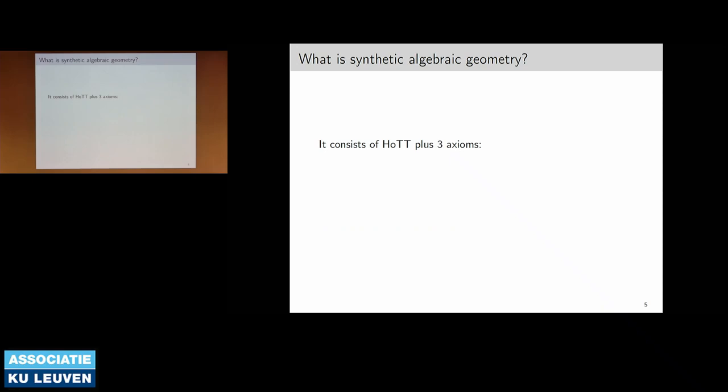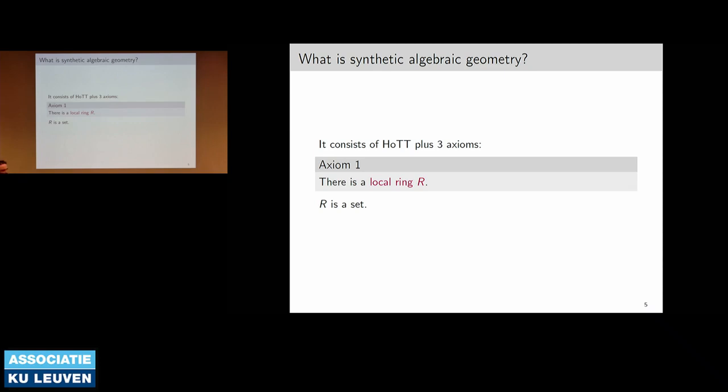Okay, so first, synthetic algebraic geometry. So basically, it consists of homotopy type theory plus 3 axioms. So the first one is that there is a local ring R. So we call this ring the base ring, and everything is parametrized by it. And so the first remark is that the ring R is a set and not a higher type, so we are not trying to do any derived algebraic geometry here. Another remark is that the fact that the ring is local has nothing to do with the actual base ring in the semantics. Actually, it has to do with the fact that we consider Zariski sheaves.